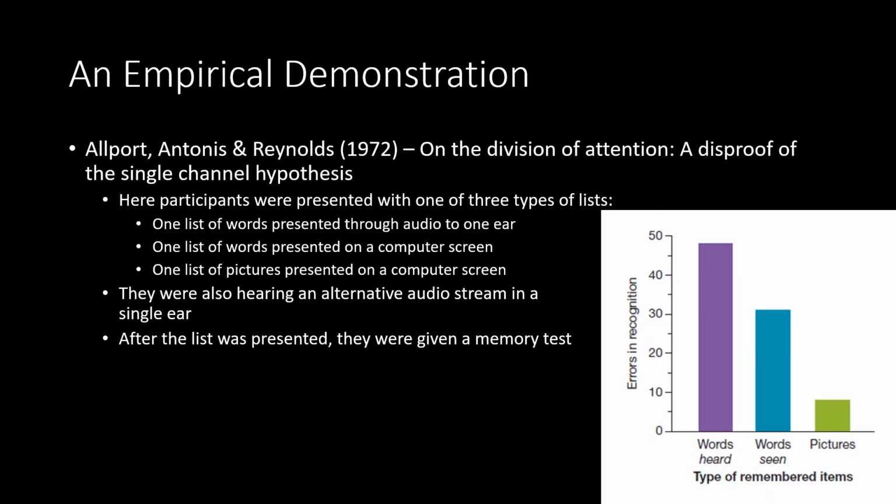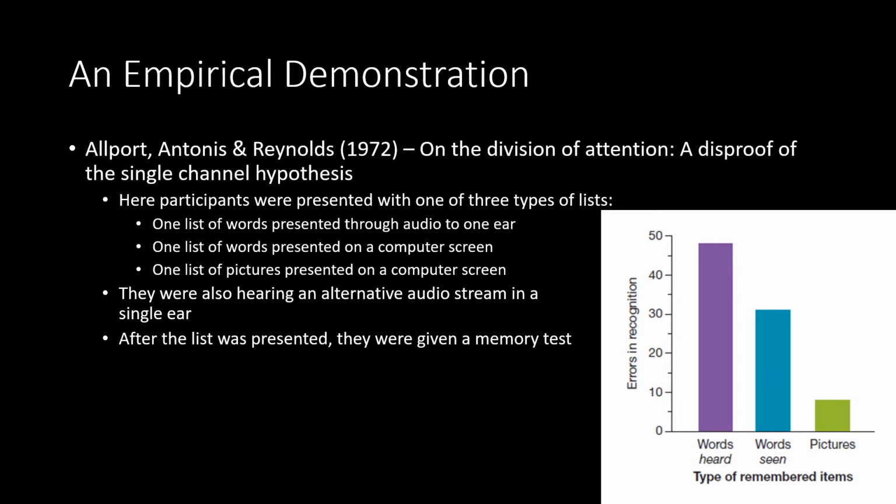Here's just an empirical demonstration to show this. Allport, Antonis, and Reynolds in 1972 on divided attention were showing how you can do multiple different things at the same time, but depending on what combinations of things you're taking part in, your performance will tend to degrade. So the way this experiment works is participants were presented with a list of items, and they could be one of three lists that were presented to these participants.